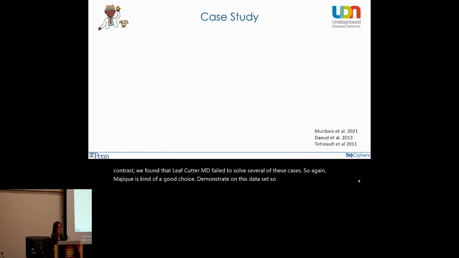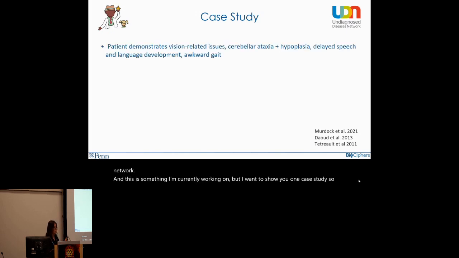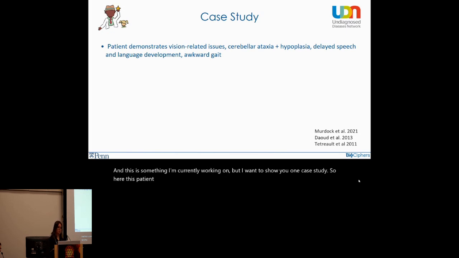So hopefully I've convinced you that MAJIQ-CLIN can detect variants reliably, different kinds of variants, and that it does well in biological data. So then we want to see if we can do anything with undiagnosed patients that don't currently have a diagnosis from the Undiagnosed Diseases Network. And this is something I'm currently working on, but I want to show you one case study. So here, this patient demonstrated vision-related issues, cerebellar ataxia, hypoplasia, delayed speech and language development, as well as awkward gait.